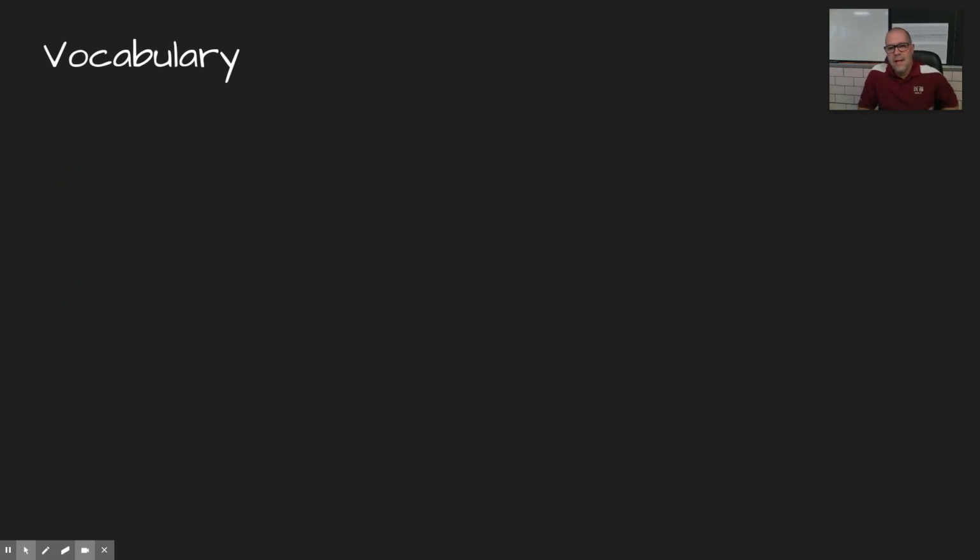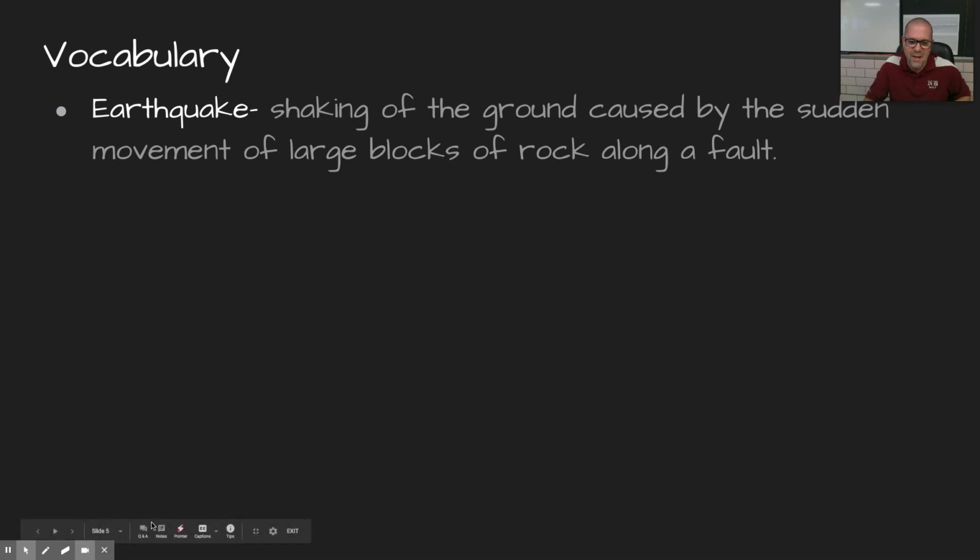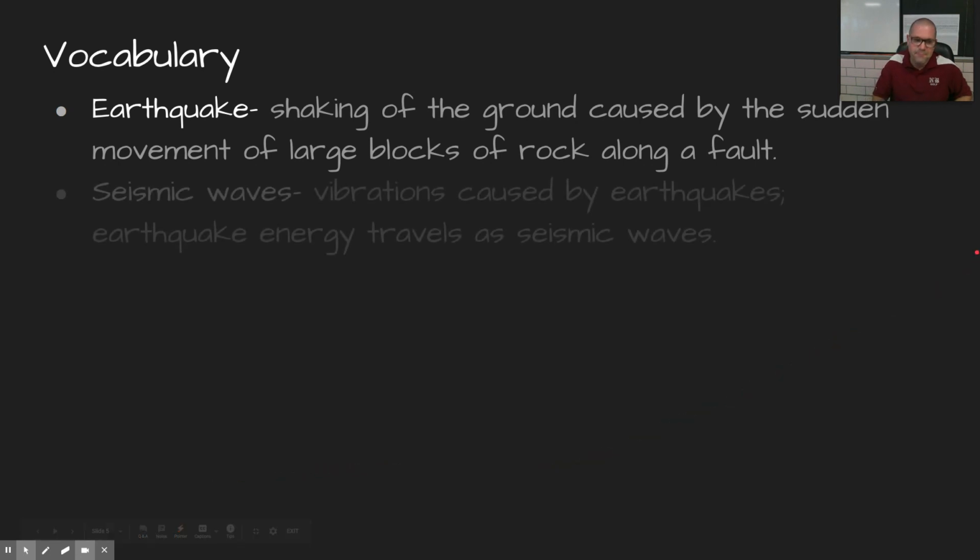After that, in the last video, we went over a few vocabulary words, and I realized the most important one wasn't defined in there at all. So I added that in there for us today. And so we can see here, earthquake. An earthquake is defined as the shaking of the ground caused by the sudden movement of large blocks of rock along a fault. So that is how we define earthquakes.